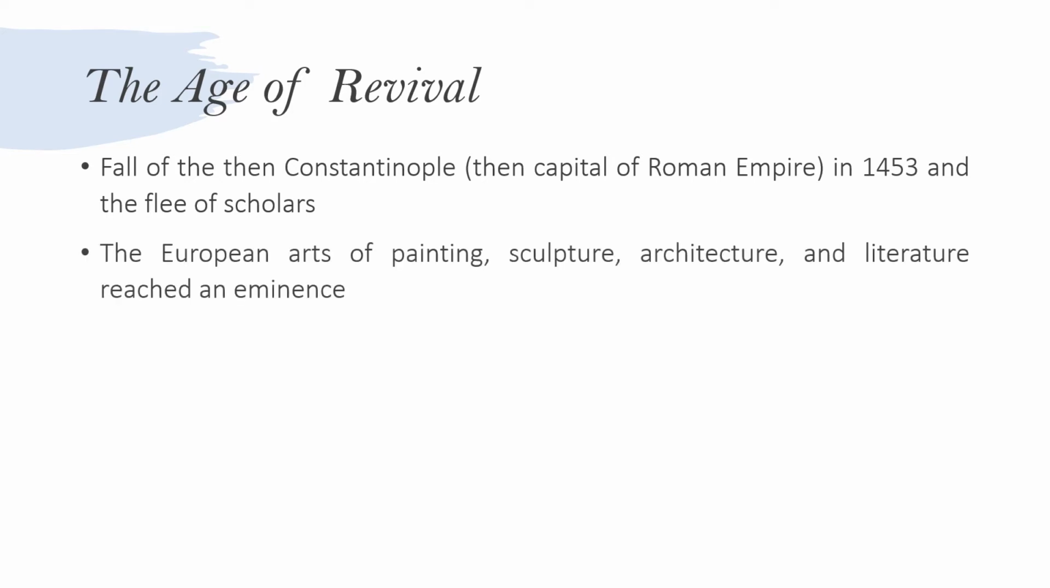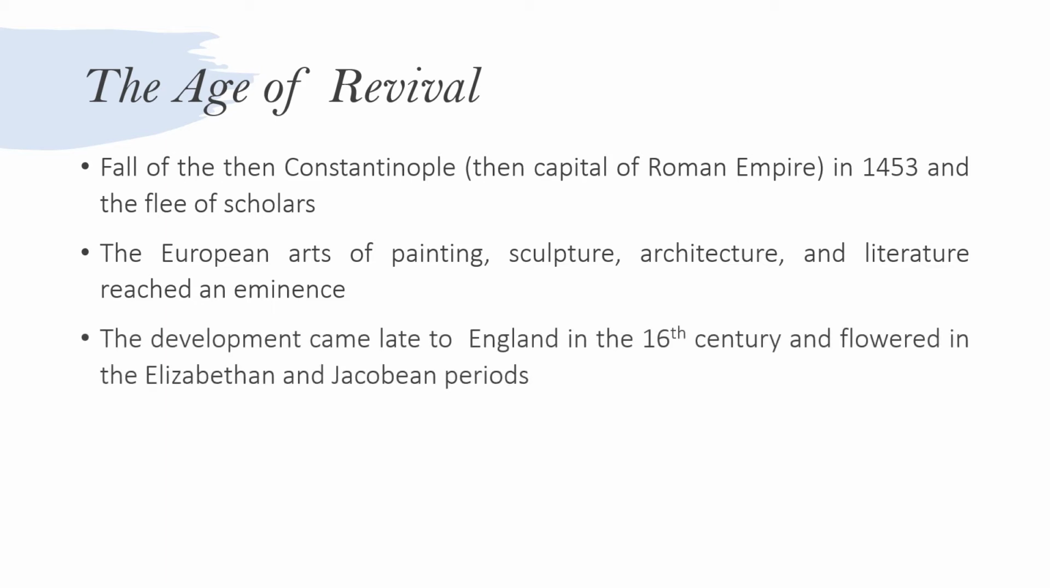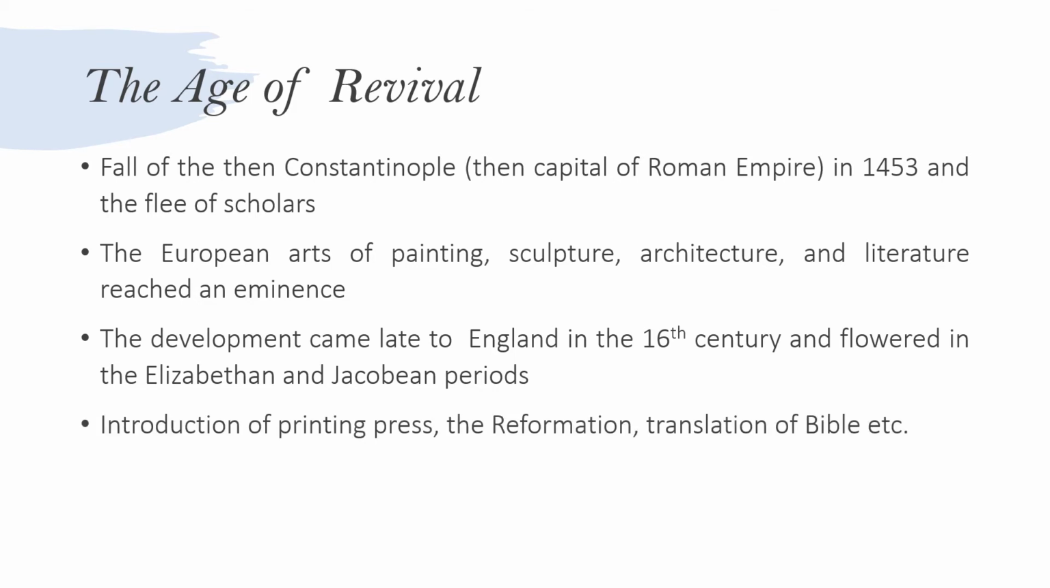During the Renaissance period, the European arts of painting, sculpture, architecture, and literature reached an eminence. Renaissance, meaning rebirth, had an influence on every walk of life. However, the development came late to England, late in the 16th century, and flowered during the Elizabethan and Jacobean periods.